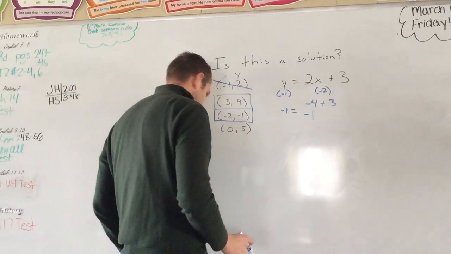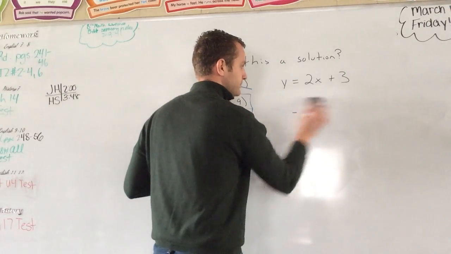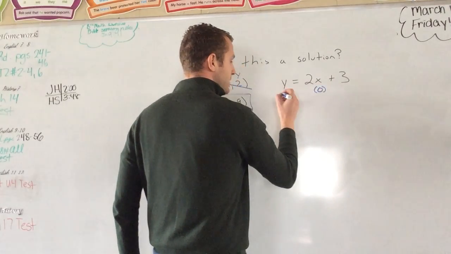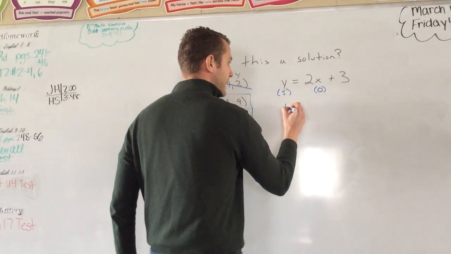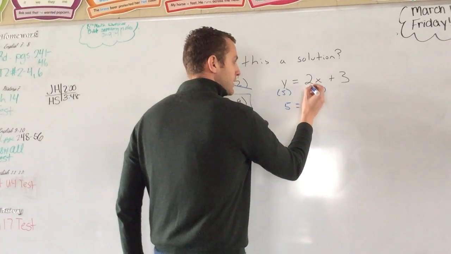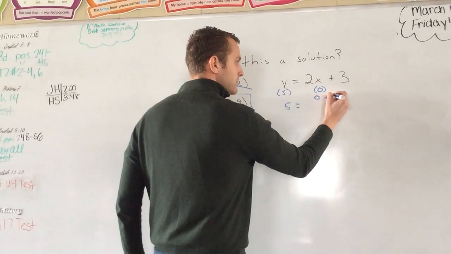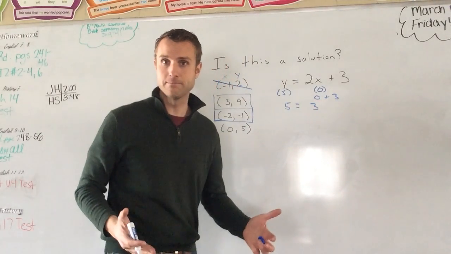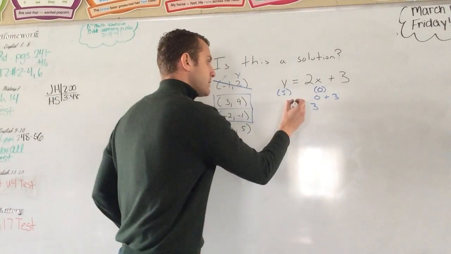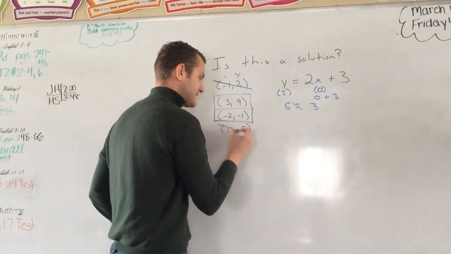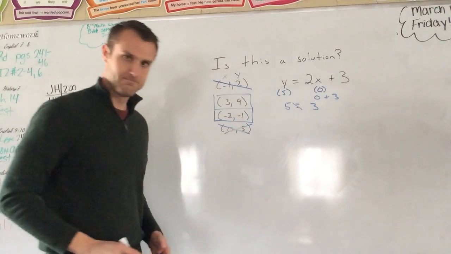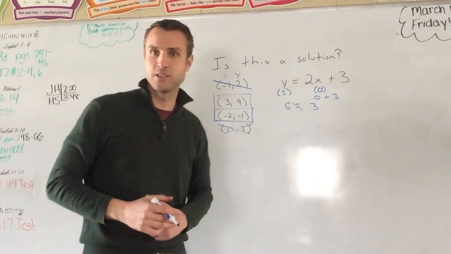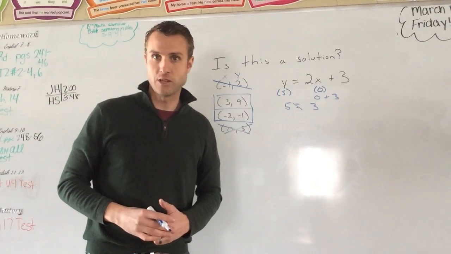Let's try my last ordered pair. (0, 5). Plug in x for 0, y for 5. 2 times 0 is 0. 0 plus 3 is 3. Does 5 equal 3? Nope. So (0, 5) is not a solution. So only these two ordered pairs are a solution for that equation.